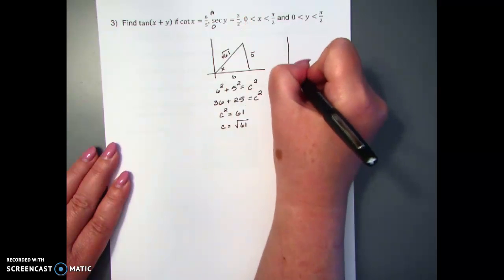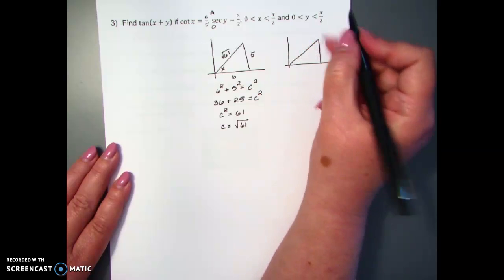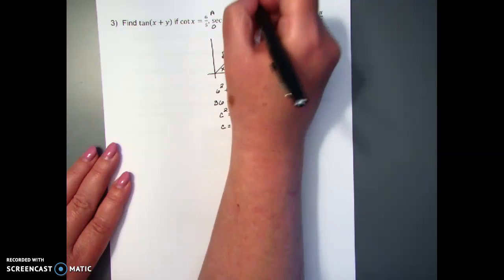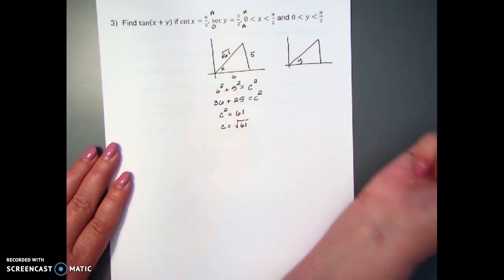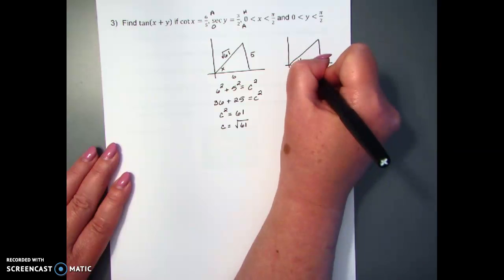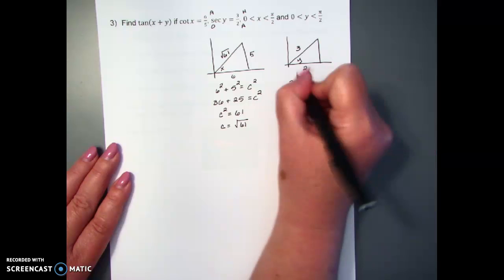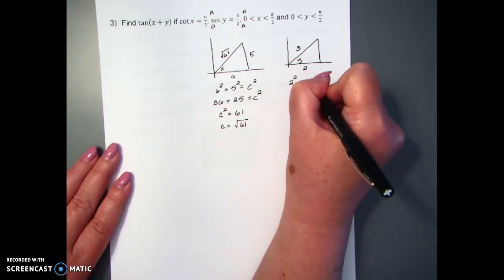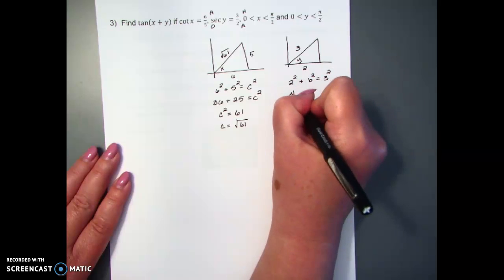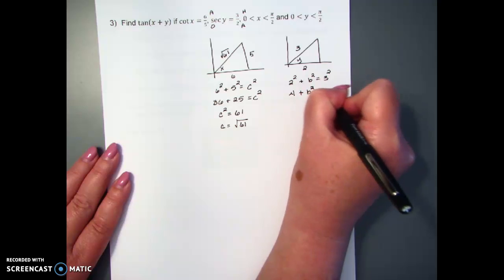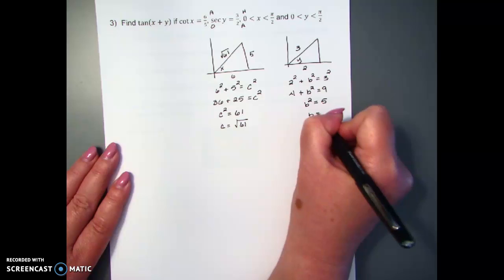And then coming over here, we have secant of y is equal to 3/2. So secant is the reciprocal of cosine, so this is going to be hypotenuse over adjacent. And so my adjacent is 2 and my hypotenuse is 3. So we're going to say 2 squared plus something squared gives me 3 squared. So I've got 4 plus b squared is equal to 9, which makes b squared equal to 5, and b is equal to the square root of 5.